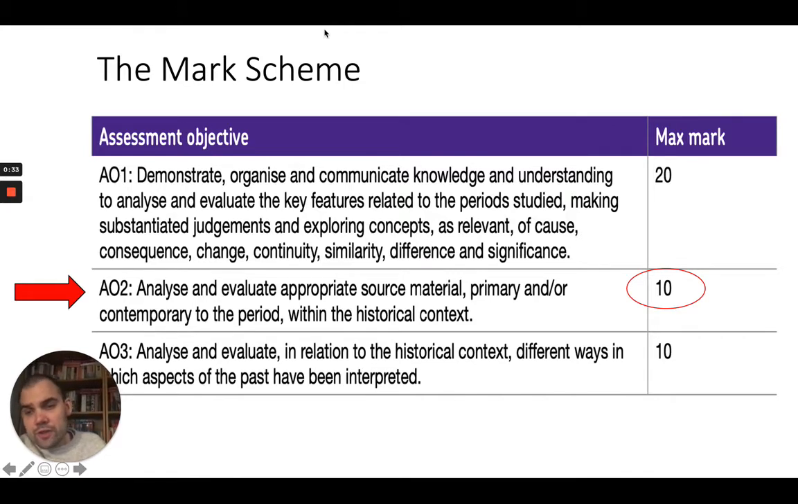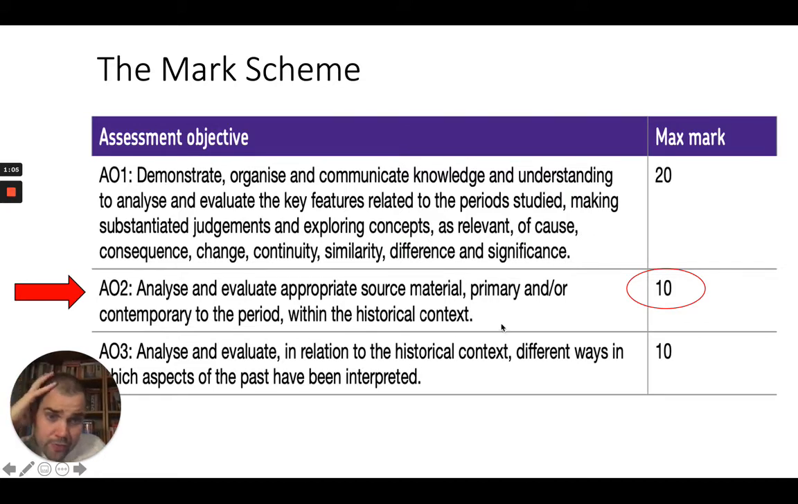Now, the first thing to note, guys, is that you are given a mark out of 40 for your coursework overall. Now, it's divided up into AO1, AO2, and AO3. The AO1 is essentially for your overall analysis and your essay effectively. So the historical thinking, your ability to create a sustained argument, the level of knowledge, your communication. That's half the marks for the assessment.